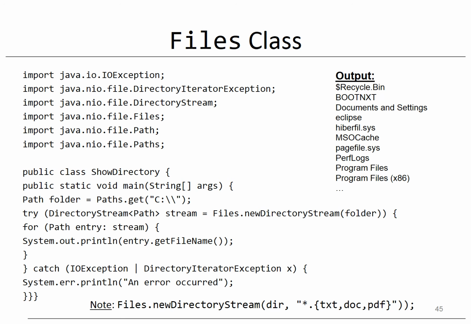This example shows how to list the contents of a directory using the newDirectoryStream method. The output can then be as displayed to the right. Note that if you would only be interested in txt, doc, or PDF files, you can invoke the method as follows: Files.newDirectoryStream(dir, "*.{txt,doc,pdf}") as illustrated.